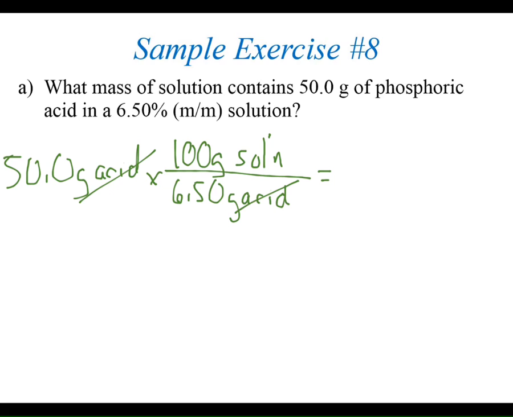We punch that in, and what do you get? Anyone? Bueller? 7 what? 769? There you go. So if you needed to get 50 grams of phosphoric acid, you would need 769 grams of total solution to get that out.